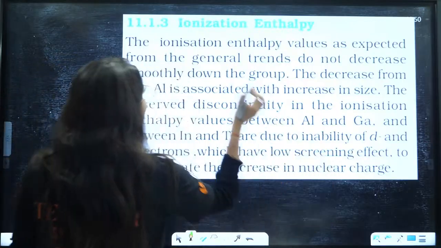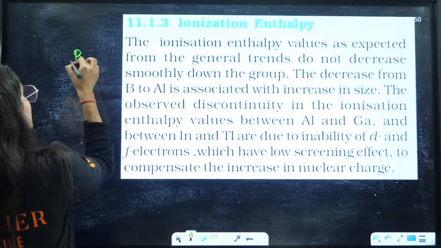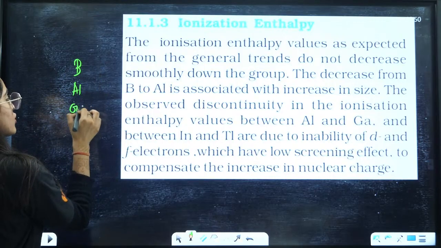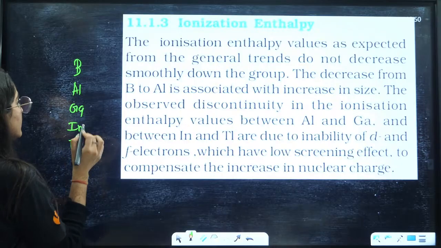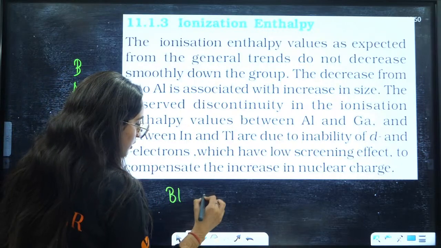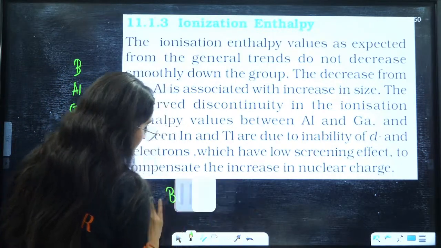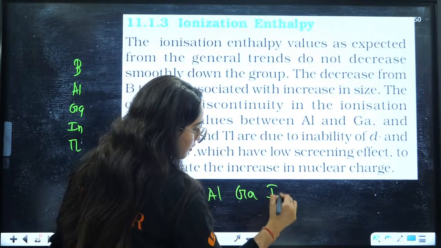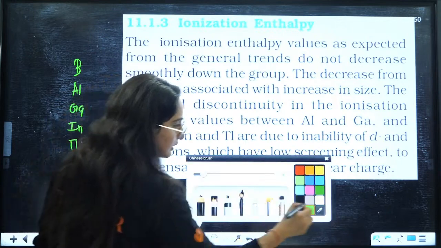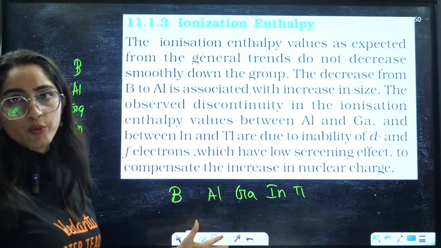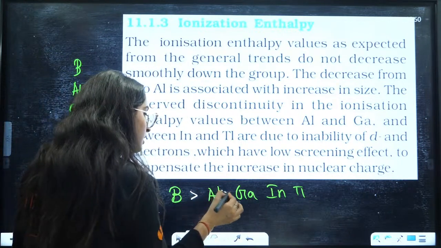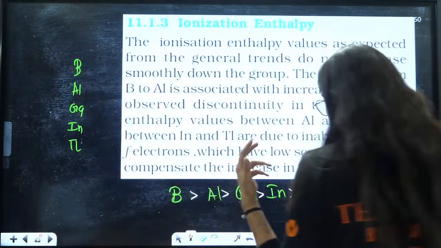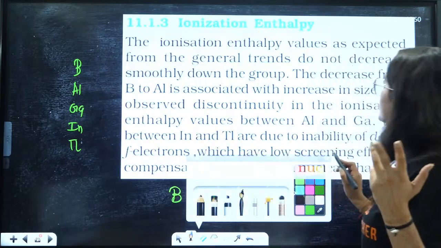Down the group, ionization energy will decrease. So it should be this thing, right? Down the group, the ionization energy is decreasing. This was our thought, that this should be the trend, right?